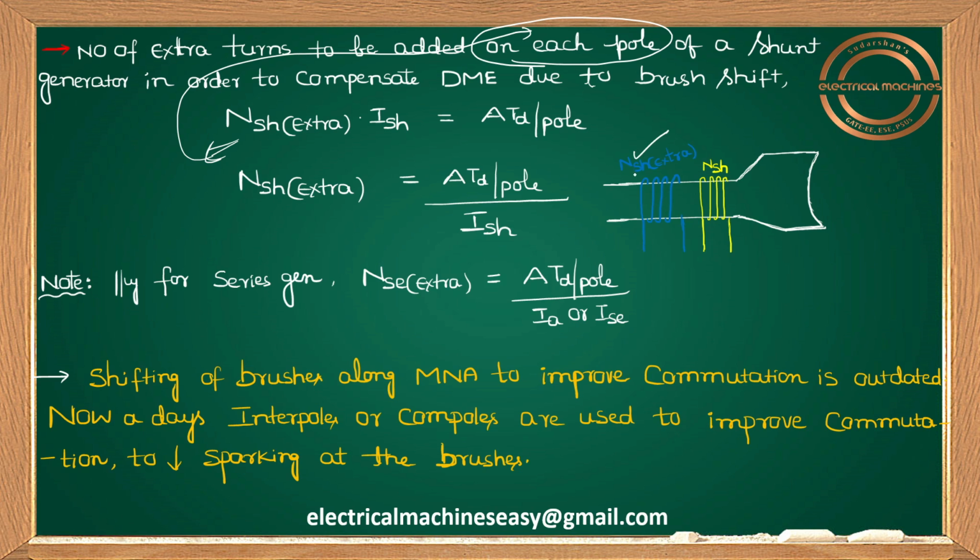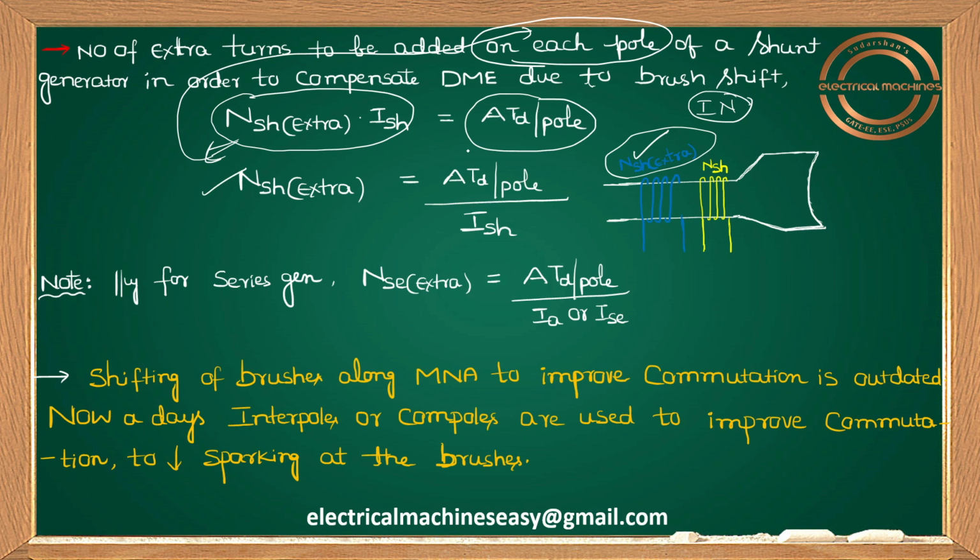On each pole, how many extra turns you have to place? If you know how much demagnetization effect you are getting under each pole, if you know ATD per pole, the demagnetizing ampere turns per pole, then NSH extra into ISH equals ATD per pole. Try to understand guys, ampere turns means NI, nothing but MMF only. Ampere turns are number of turns into current. From this, NSH extra equals ATD per pole by ISH. So this many extra turns I have to place on each pole to reduce the DME which you are getting additionally because of shifting brushes along MNA.